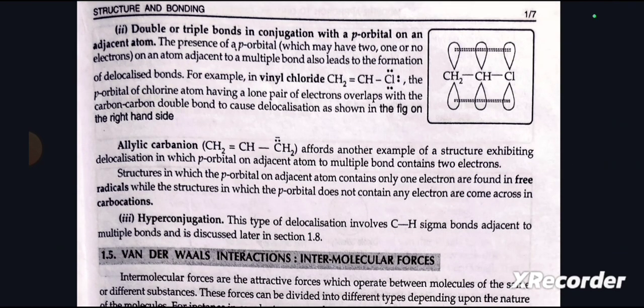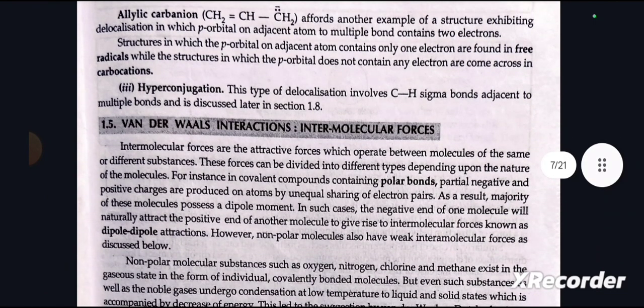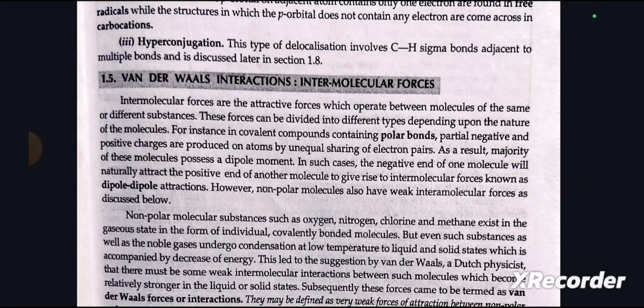The allylic carbanion, CH2=CH-CH2 minus, affords another example of a structure exhibiting delocalization, in which the p orbital on the atom adjacent to the multiple bond contains two electrons. Structures in which the p orbitals on adjacent atoms contain only one electron are found in free radicals, while the structures in which the p orbitals do not contain any electrons are come across in carbocations. Third, hyperconjugation. This type of delocalization involves a C-H sigma bond adjacent to multiple bonds and is discussed later in section 1.8.